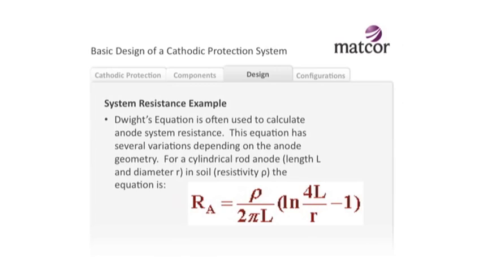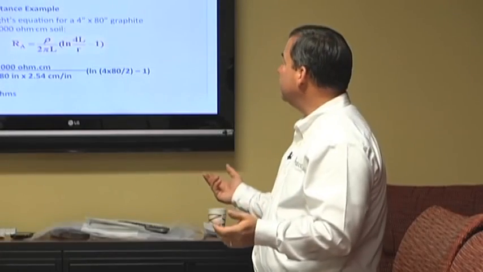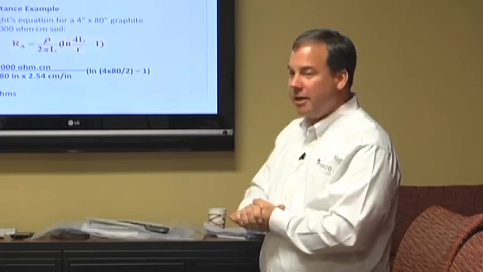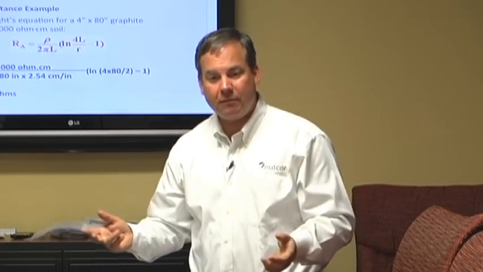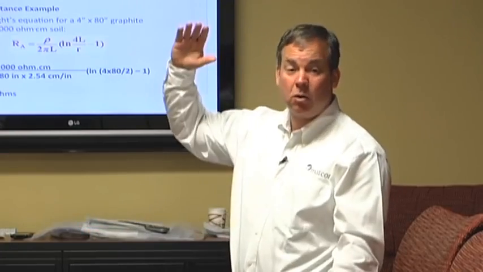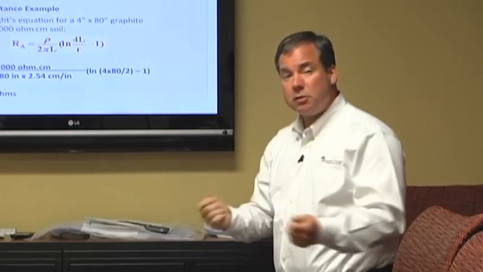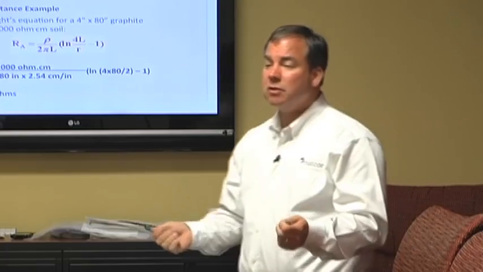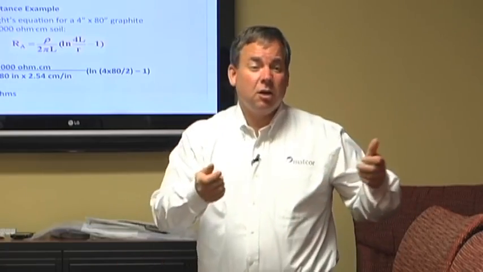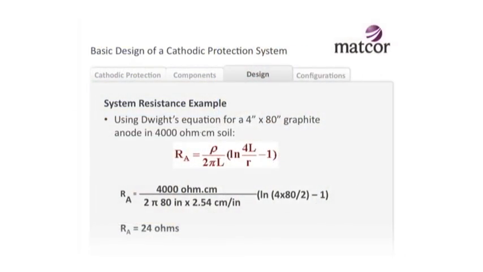But as you can see from this calculation here, if I've got a 4-inch by 80-inch graphite anode, it's a standard size for a graphite anode, 4-inch diameter by 80 inches long. It's a pretty long anode. And I put it in 4,000 ohm centimeter soil. 4,000 ohm centimeter soil is relatively normal soil. It's not super low resistance, it's not super high resistance, it's a pretty common soil range.